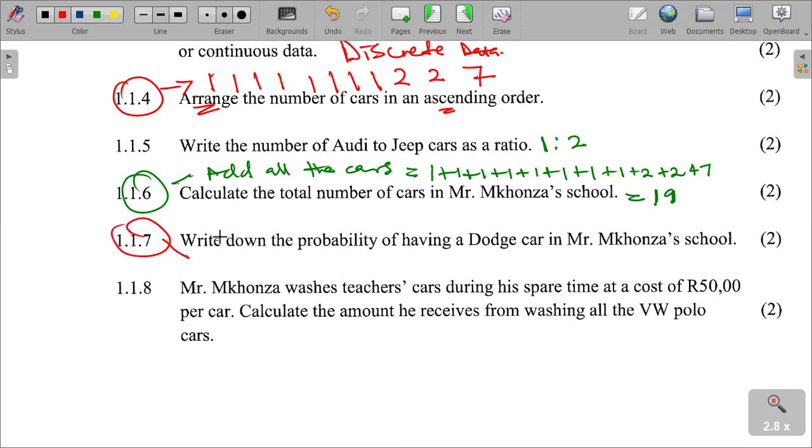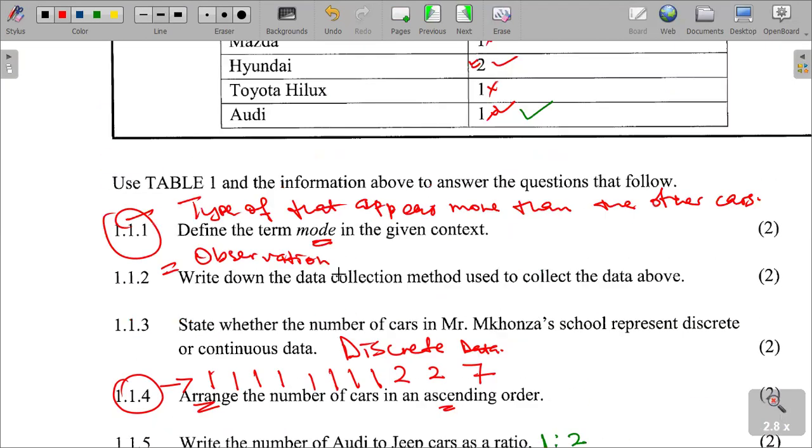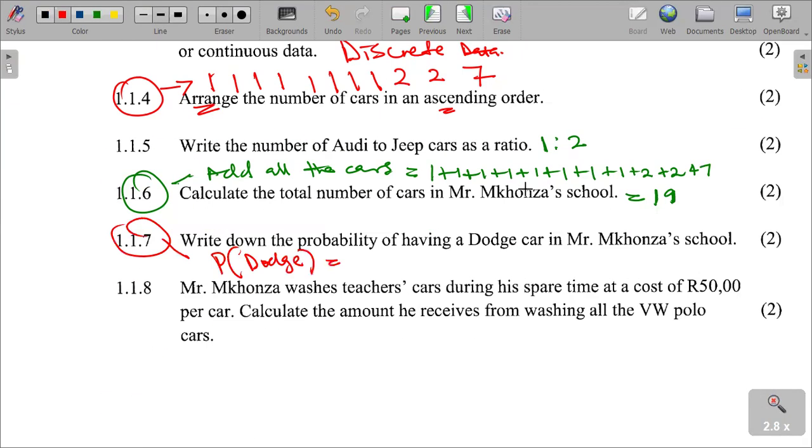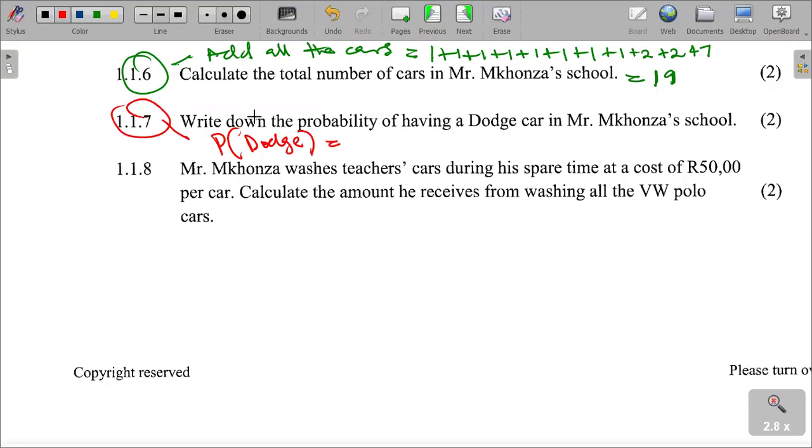The probability of having a Dodge car, we can say P(Dodge), is equal to how many Dodge cars we have. In this question, we just check Dodge cars. We only have one Dodge car there. So it is the number of Dodge cars, which is 1, over the total number of cars that are there, which is 19. So the probability of having a Dodge car is 1 over 19.